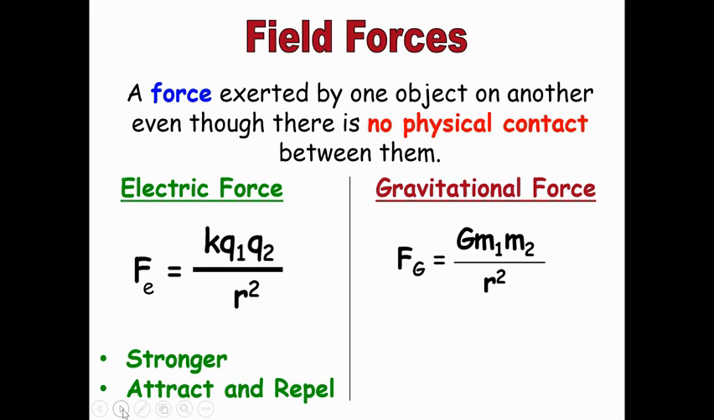Also, electric forces can attract and repel. Opposites attract and likes repel. But gravitational forces are much weaker, and they can only attract. Masses attract all other masses, but mass cannot repel another mass. So although there are similarities between these two equations, there are some key differences as well.